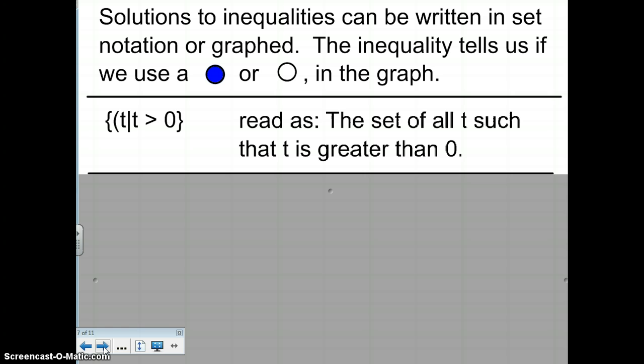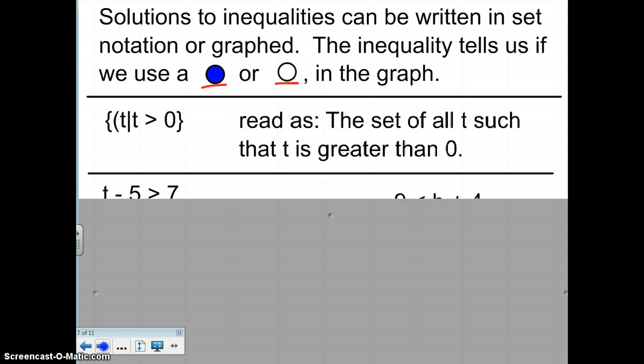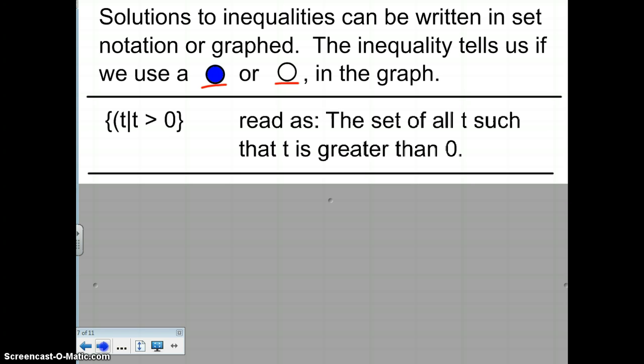Again, the inequality, when we graph them, will tell us if we have a solid circle or an open circle. And we can review that if we need to. It was introduced in pre-algebra. When we use set builder notation, it will look like this, and we can discuss it some in class, but it ends up being read as t such that t is greater than or equal, or greater than 0 in this case.